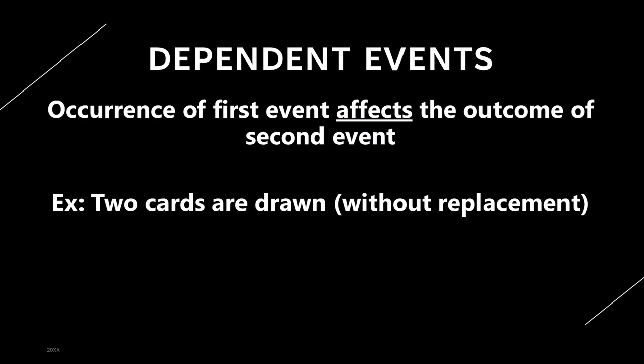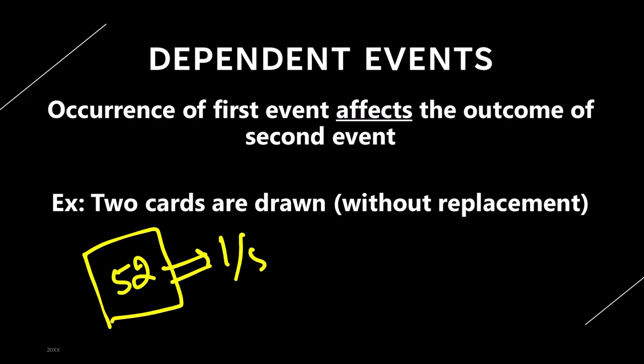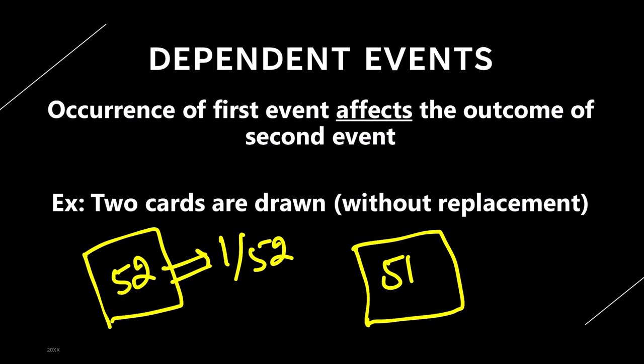Right? Now, let's take again that example of 52 cards. I take out one card, so the probability is 1 by 52. I do not replace that card, and the deck is now 51 cards. Now, the probability of taking out another card from this deck is 1 by 51.